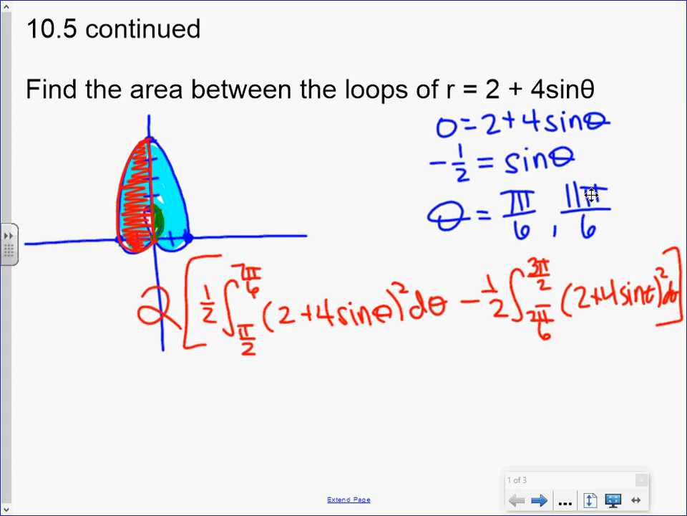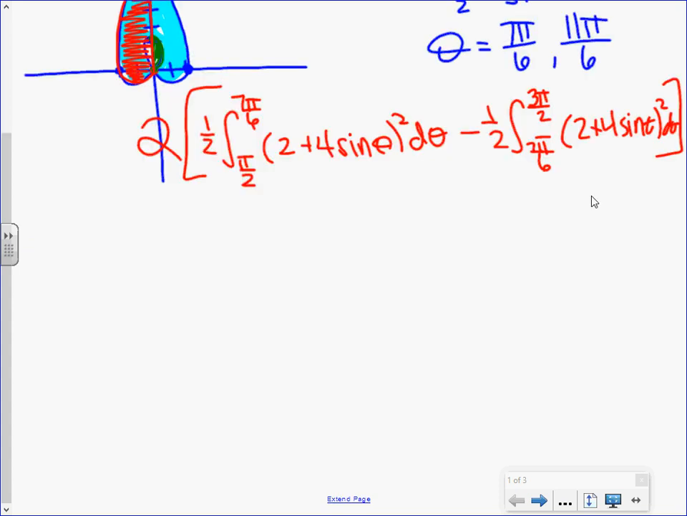We do need to do this by hand. Why can't we use our calculators? That was so good.